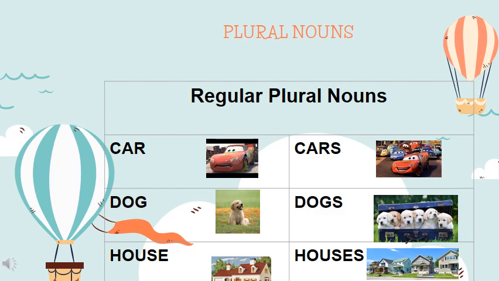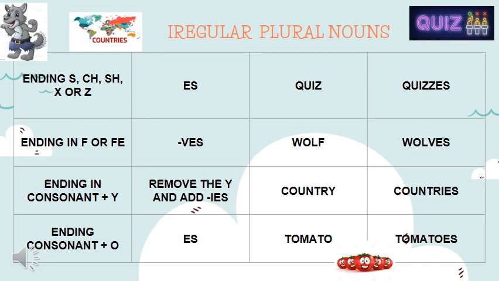In order to make singular nouns plural nouns, we can add an S. These are called regular plural nouns. For example, car, cars, dog, dogs, house, houses. However, in English we have irregular plural nouns, and they cannot be turned into plural by just adding an S.